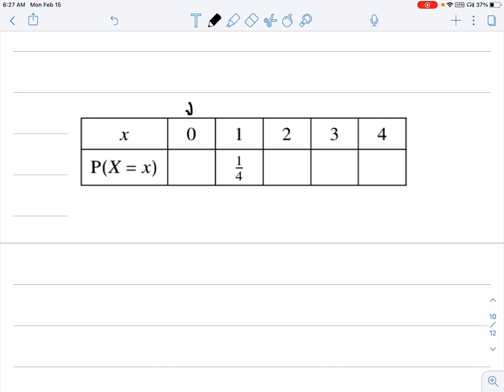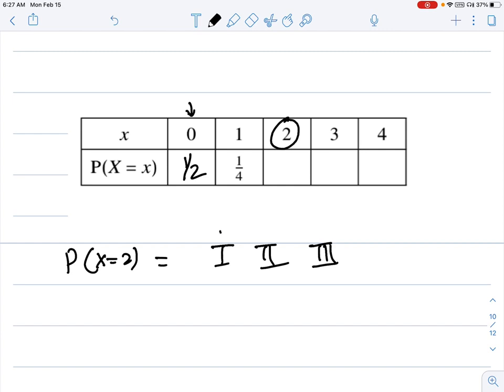So 0 times unanswered means he has already answered it the first time only, so 1 upon 2. Second time unanswered, 2 unanswered calls. So what does it mean? First time is unanswered, second time is unanswered, third time is answered. So it is 1 upon 2, 1 upon 2, 1 upon 2, which becomes 1 upon 8.